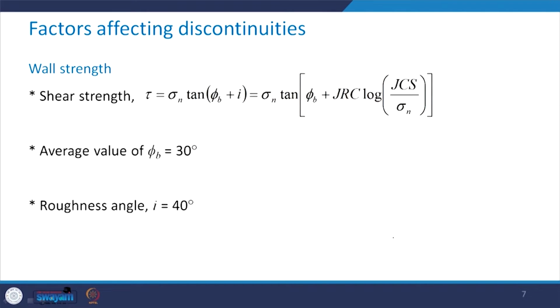And if you substitute all these values of the expression for i here in this expression of tau, this is the resulting expression which will give you the shear strength of the joint wall. The average value of phi b can be taken as 30 degrees and the roughness angle can be taken as 40 degrees.